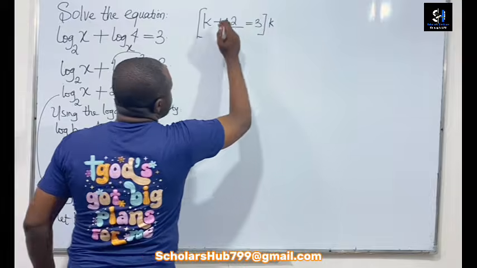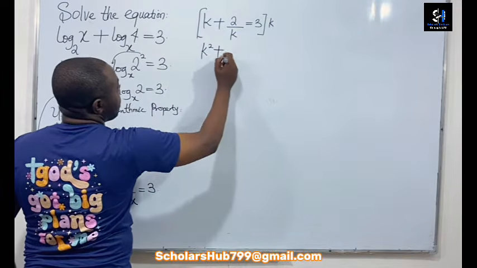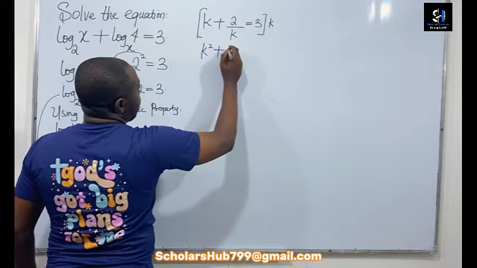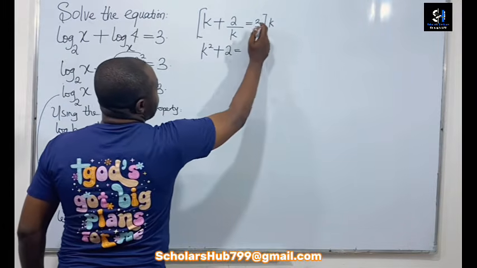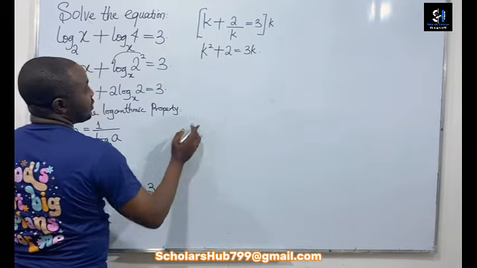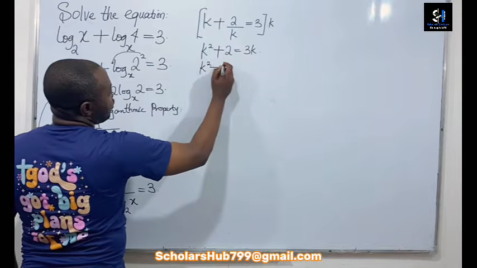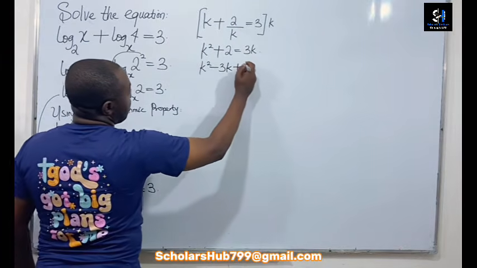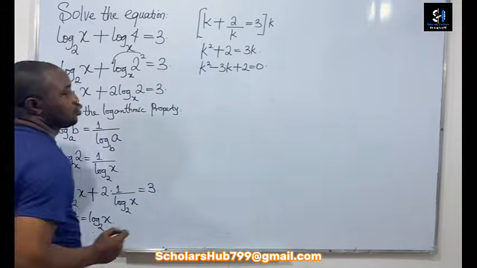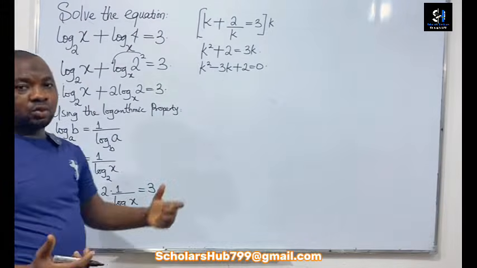Multiplying through by k, this will be k times k, which is k squared. Then k multiplied by 2 over k will be 2. K times 3, or 3 times k, that will be 3k. Then I'll carry this over to the left hand side so that we have k squared minus 3k plus 2 equals 0. Now we have a quadratic equation.